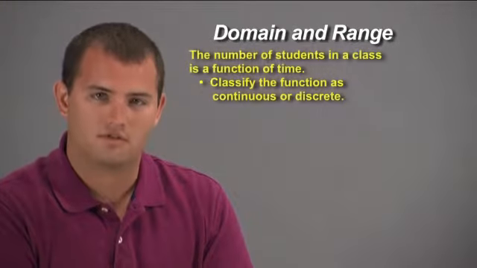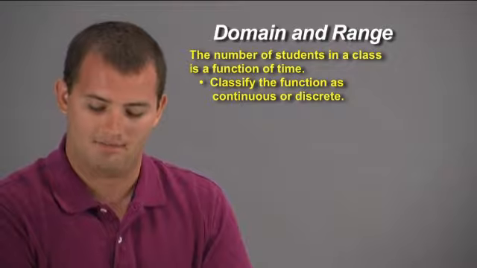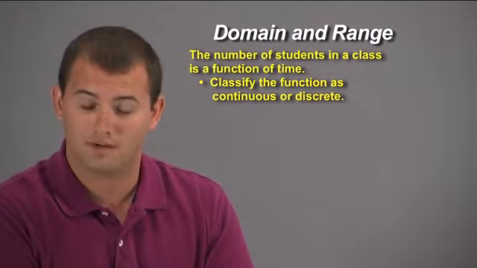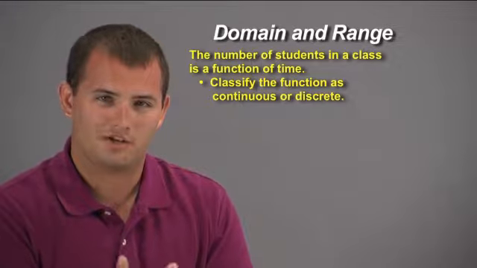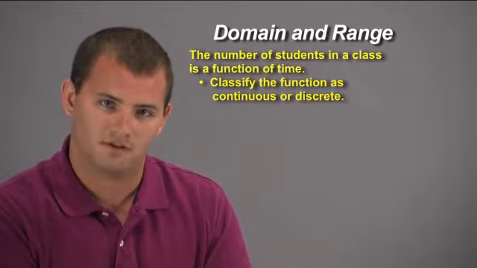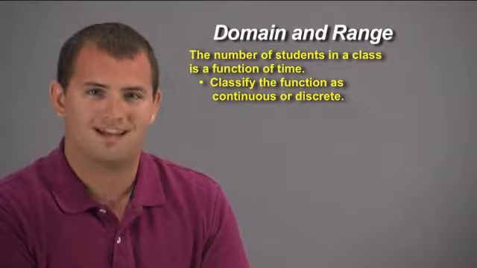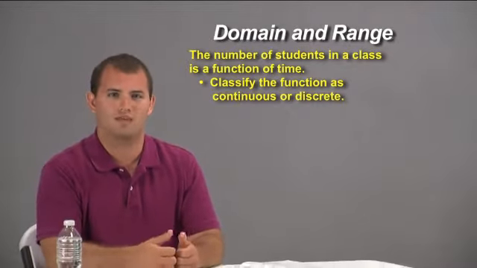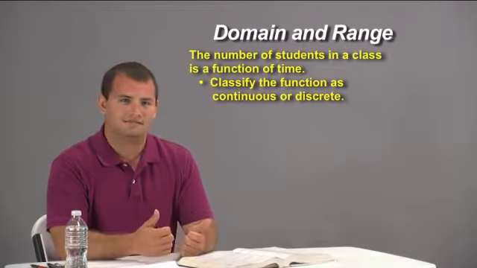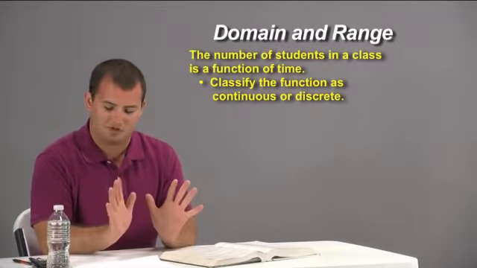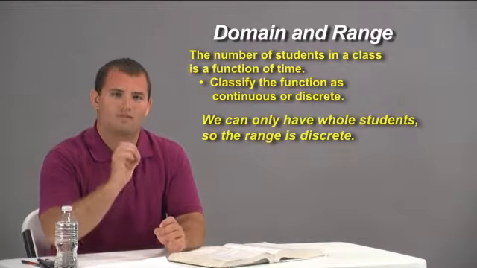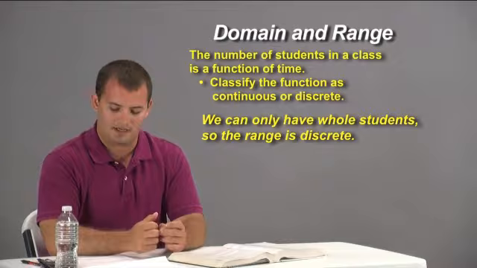Now let's look at another example. We're told that the number of students in a class is a function of time. We're asked to classify if the function is continuous or discrete. We can determine the classification of our function by looking at the domain and range. And here I say we should look at the range first because we can only have whole students. We can't have half students. I don't want to think about what that looks like. Don't ask me. And by doing so, we have whole numbers. We have integers. So I say the range would be discrete.